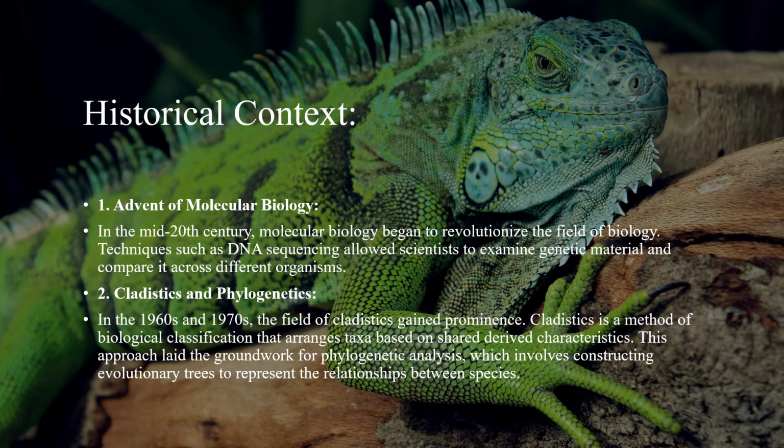The other historical context behind the phylogenetic species concept is the idea of cladistics and phylogenetics that we talked about earlier. In the 1960s and 70s, the field of cladistics became very prominent and provided a foundation for the phylogenetic species concept. And as mentioned earlier, cladistics is a method of biological classification that arranges taxa based on shared derived characteristics. This approach laid the groundwork for phylogenetic analysis, which involves constructing evolutionary trees to represent the relationships between species.